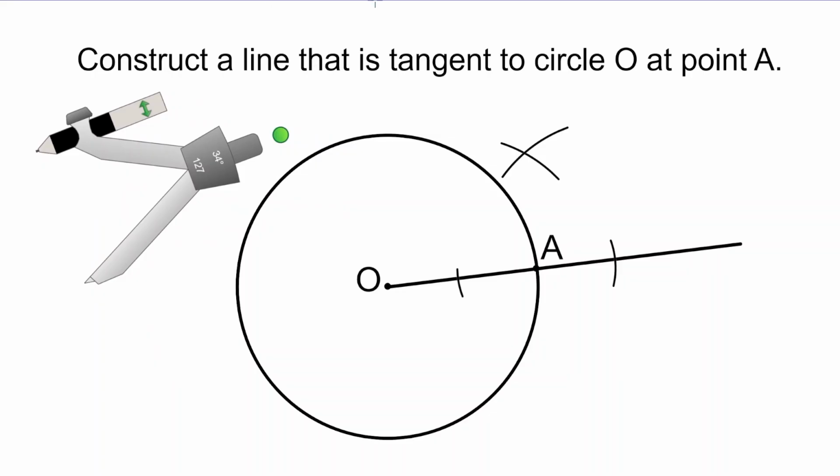The way that you could remember this technique, because there are a lot of constructions to remember, is just know that this technique is exactly the same as constructing a line that is perpendicular to another line through a point on the original line. So this is just constructing perpendicular lines.